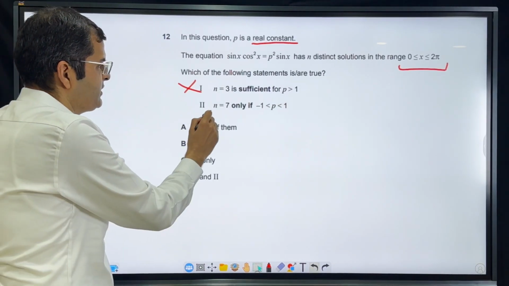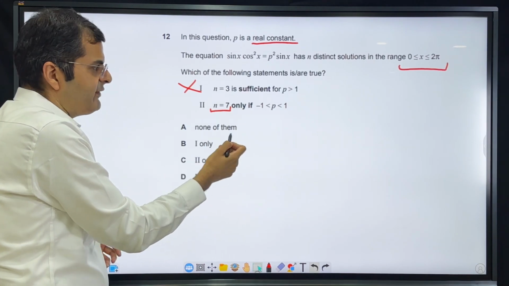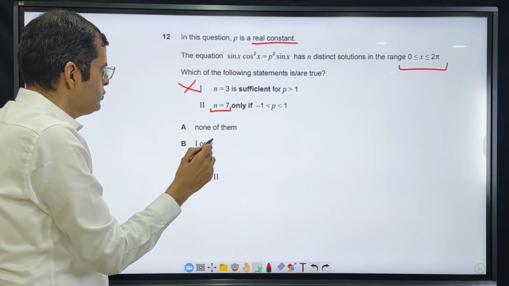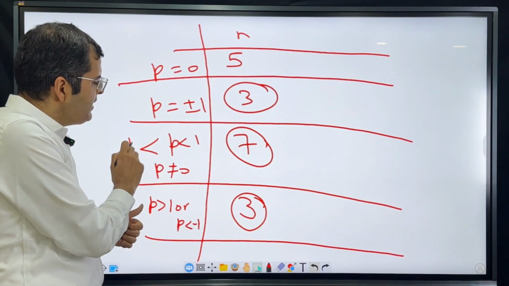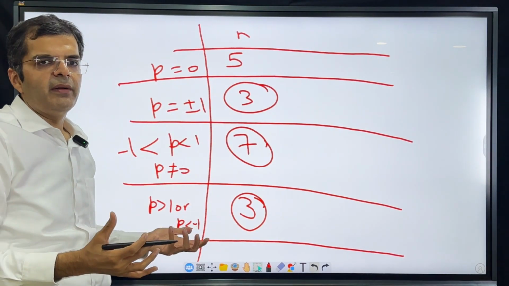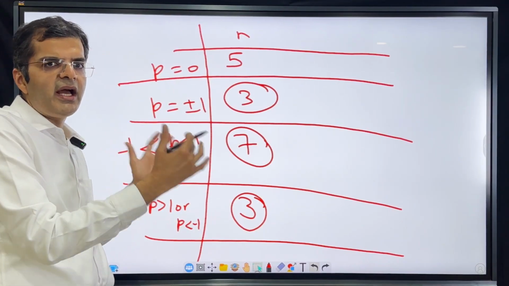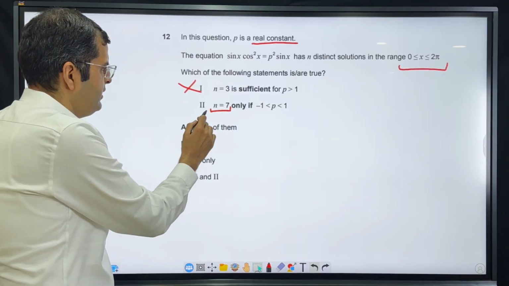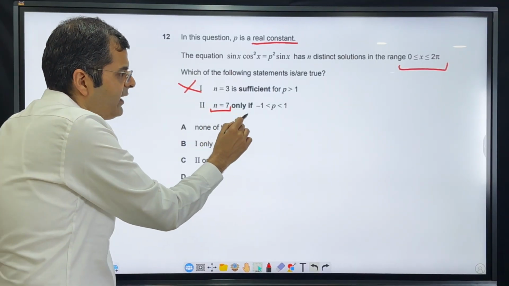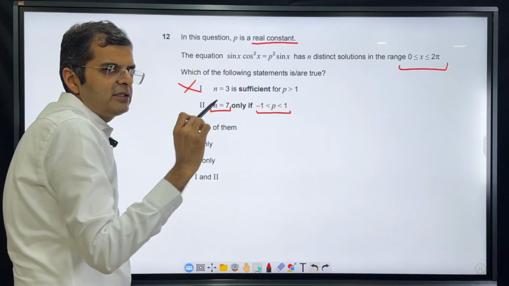So if N is 7, I'm stating, so N is 7 is true. So I have to assume N is 7. When N is 7, where does P lie? P will definitely lie between minus 1 and 1. It will not be 0, but it will definitely lie between minus 1 and 1. So N is 7 only when P lies between minus 1 and 1.